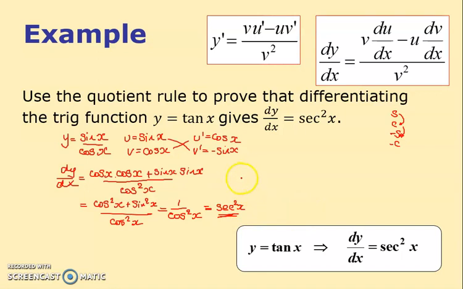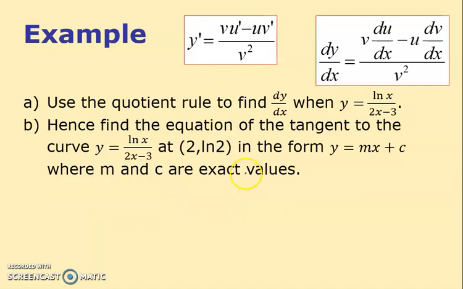You're meant to know those kind of basic proofs. Use the quotient rule to find dy by dx when y equals log x over 2x minus 3. Okay, so we've got the function y equals log x over 2x minus 3. So let's go through the same rigmarole. u equals log x, and v is 2x minus 3. u dash therefore is 1 over x, and v dash is 2.